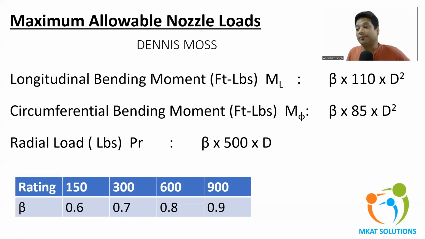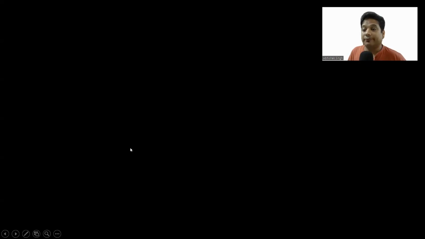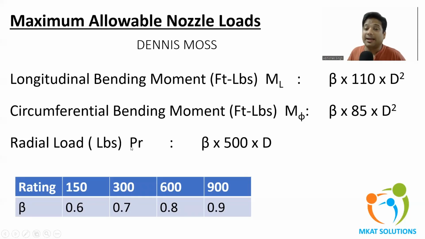For the nozzle loads coming on a cylindrical shell, there is no change. But for nozzles which are on the formed heads, the calculation is a little different. So that is all. That is how we calculate the maximum allowable nozzle load. Hope it is clear to you. Now we'll see how we do this calculation in PVElite. Making sense? Let us see that.